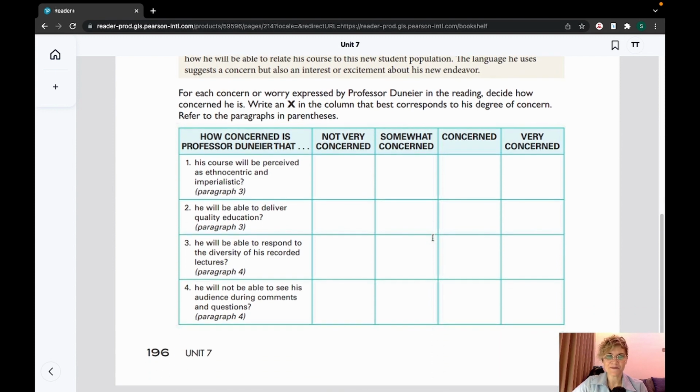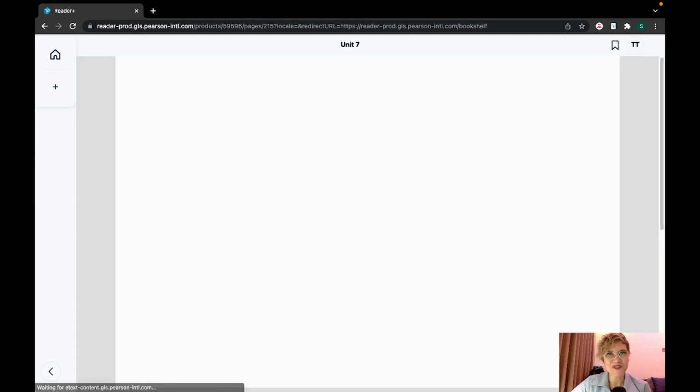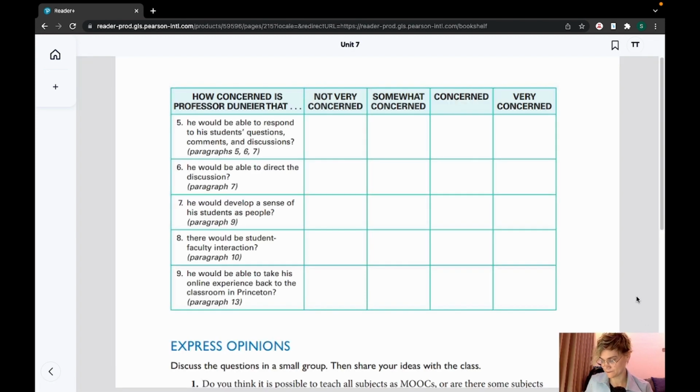Okay, that brings us to the chart. For each concern or worry expressed by the professor in the reading, decide how concerned he is. Write an X in the column that best corresponds to his degree of concern. You have to look at the paragraphs in the parentheses, yeah? So we have number 1, 2, 3, 4, 5, 6, 7, 8, and 9. So go back to the paragraph that's in the parentheses, like number 1 is paragraph 3. And then you decide whether he is not very concerned, somewhat concerned, concerned, or very concerned. I'm going to give you some time to pause your video to do this.